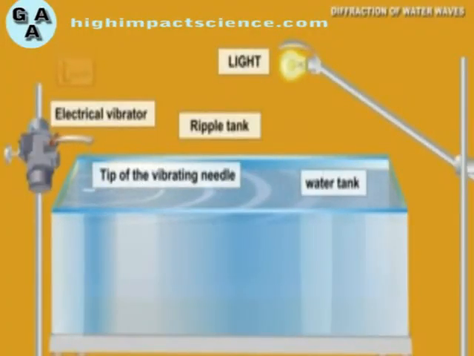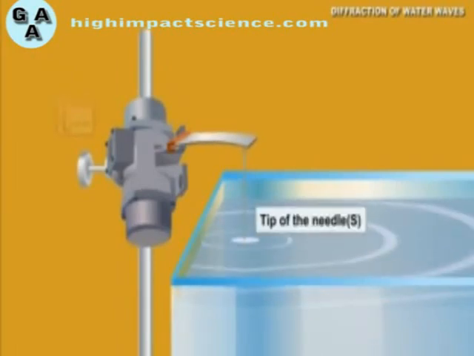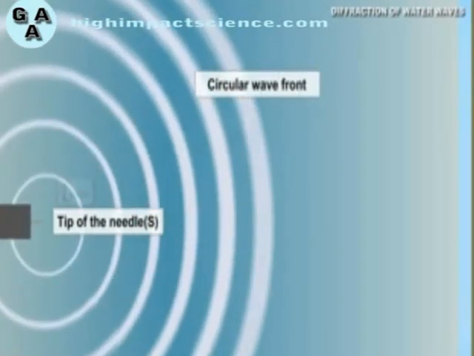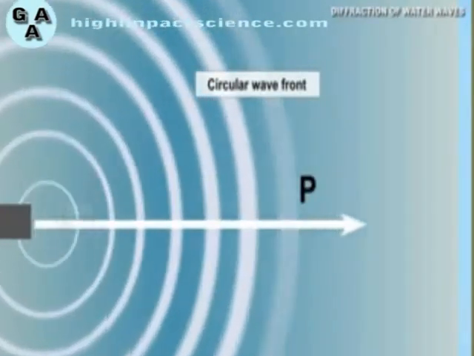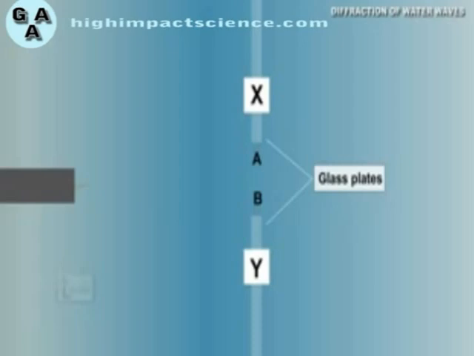Consider this ripple tank arrangement. The tip of the needle connects the tip of the vibrator and produces circular waves. These wavefronts will be traveling in the direction along P. Two glass plates X and Y are immersed in the tank far from the tip such that there is a gap between them.